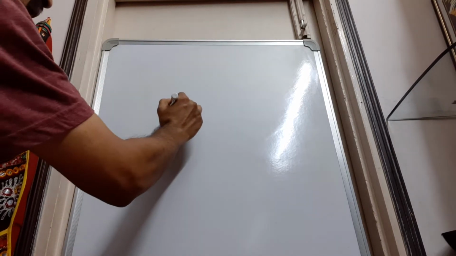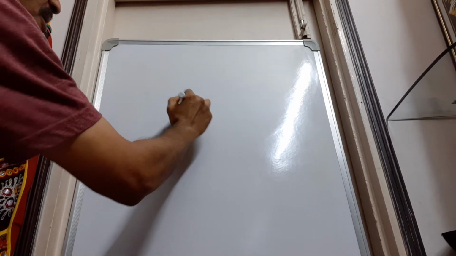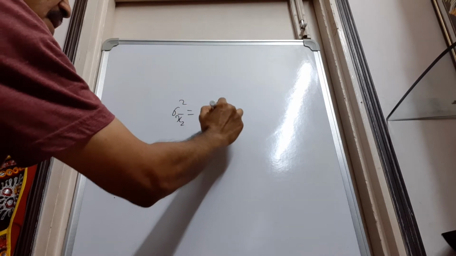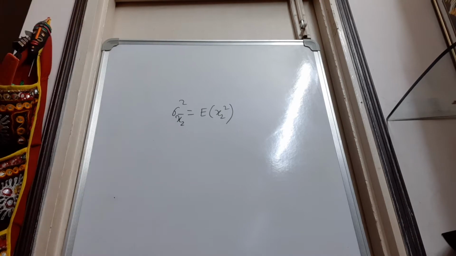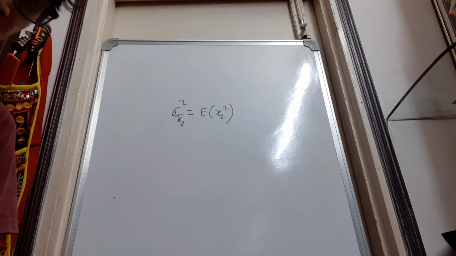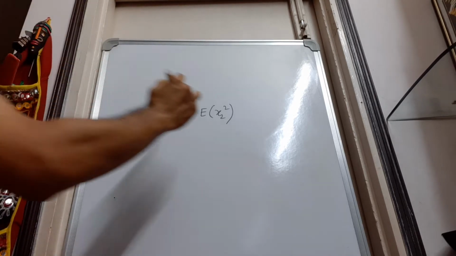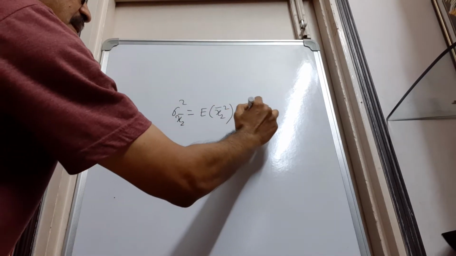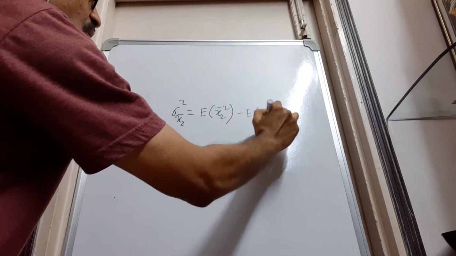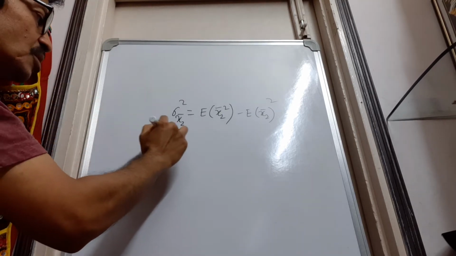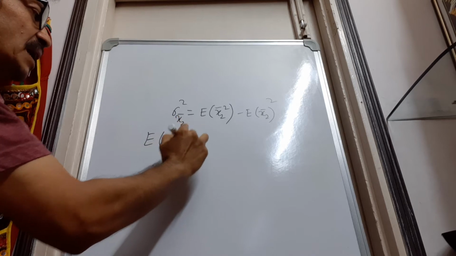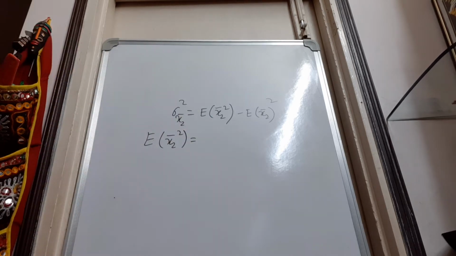Now sigma x2 bar square is written as E x2 bar square, sorry, sigma x2 bar square is equal to E x2 bar square minus E x2 bar whole square. This we know, this we all know. So our primary task is to compute E x2 bar square. Now what is x2 bar?